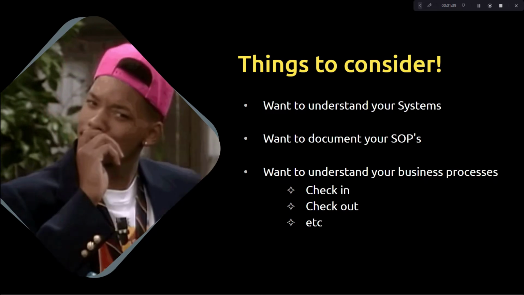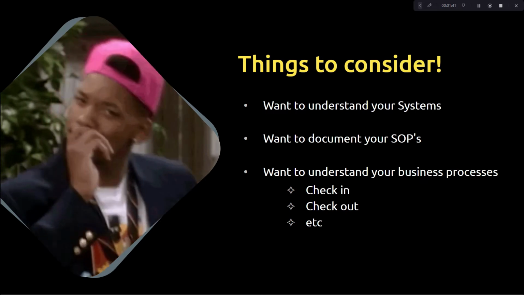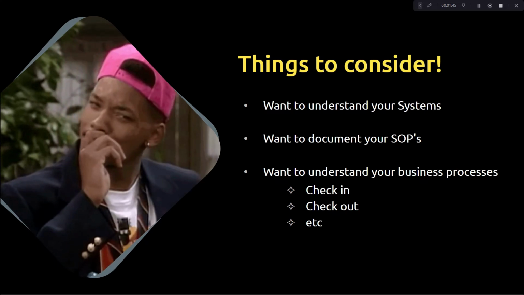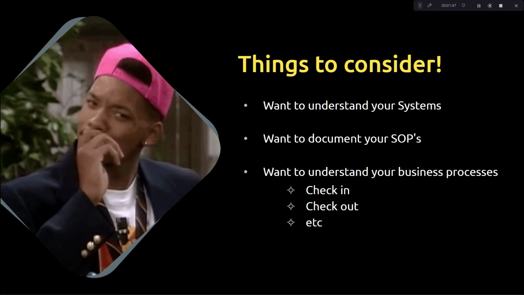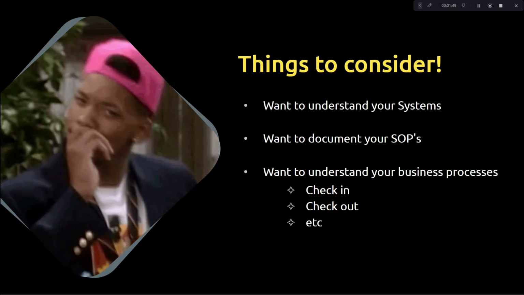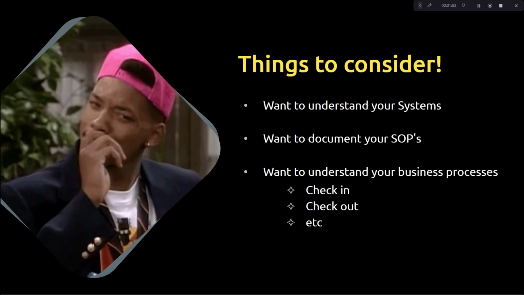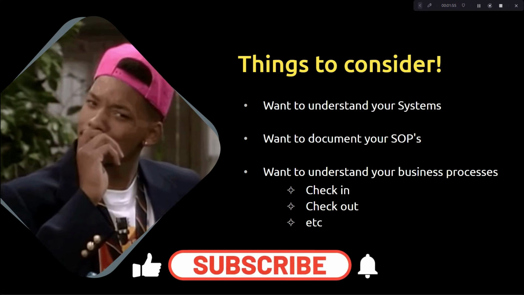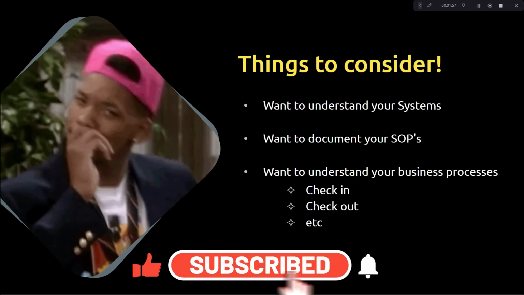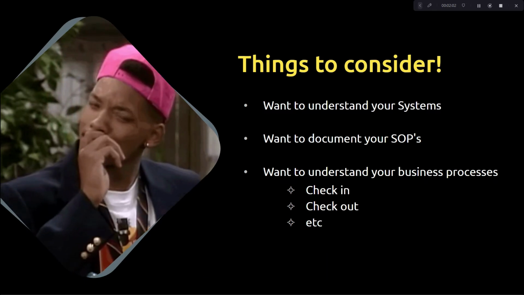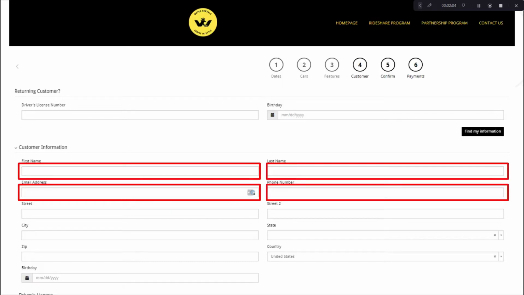Once you understand that and document it, for example, your check-in process: how do they find a car? Where do they go to pick up the car? And what processes do you have in place for them to take the car off the lot? Like, do they have to sign anything, take pictures, stuff like that? And same thing for the checkout process. Once you have those things understood, then you can go further into how to automate your business.